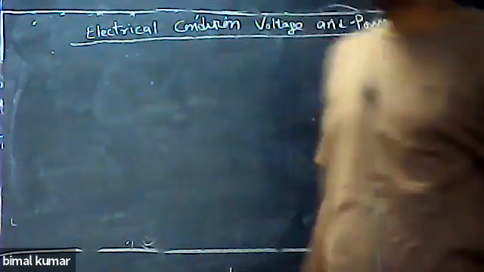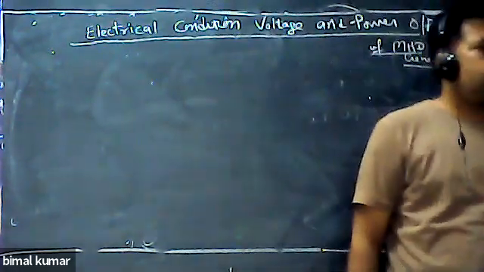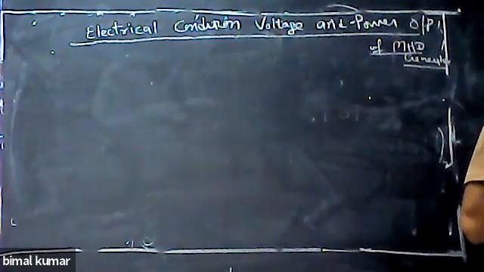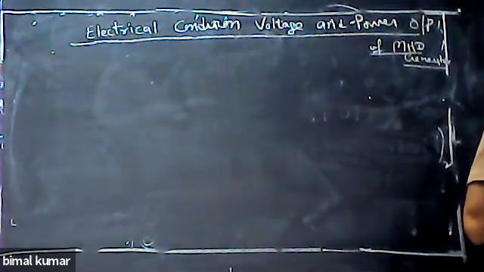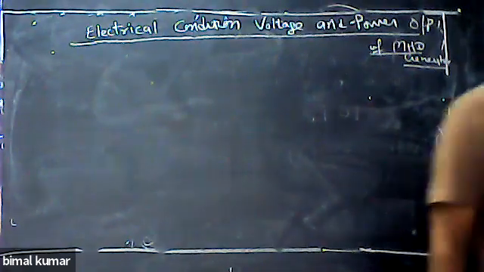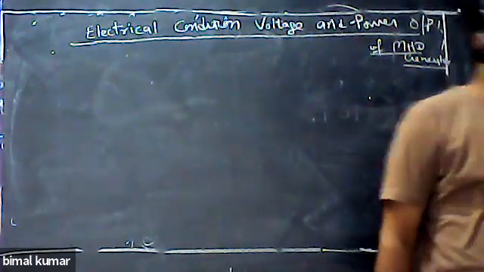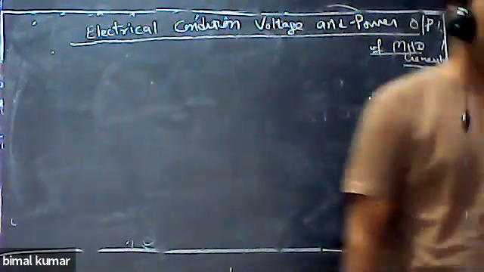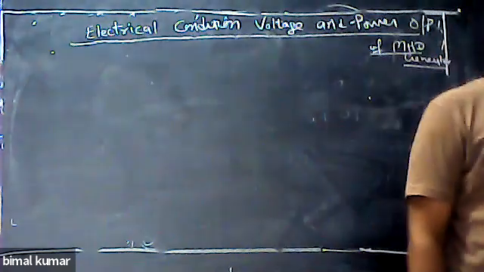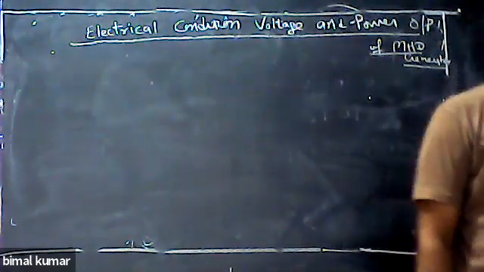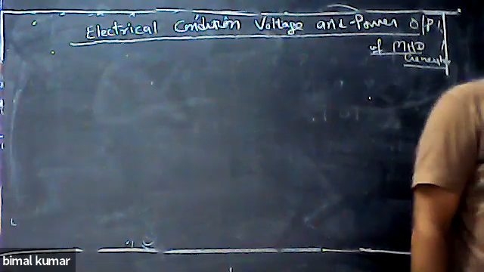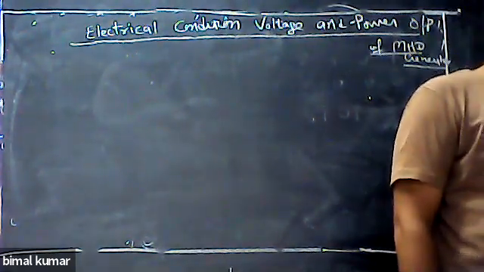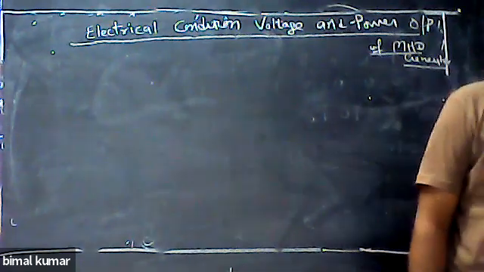Yes, good afternoon, students. So today we will discuss the electrical conditions, that is voltage and power output of the MHD generator. So first of all, MHD power generation technology is the production of electrical power utilizing a high temperature conducting plasma moving through an intense magnetic field, right?